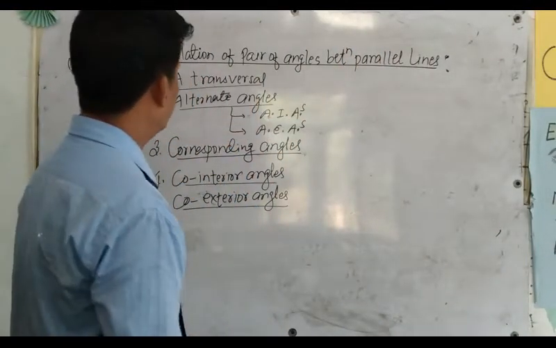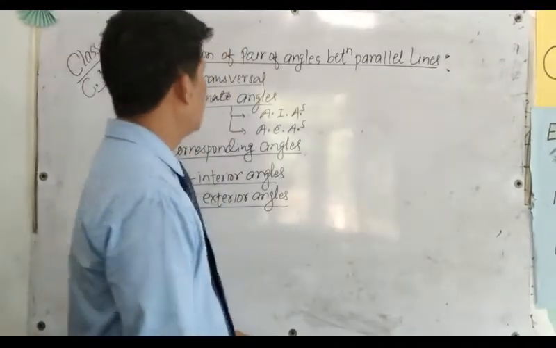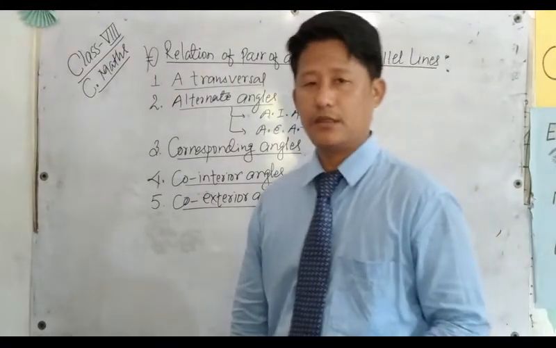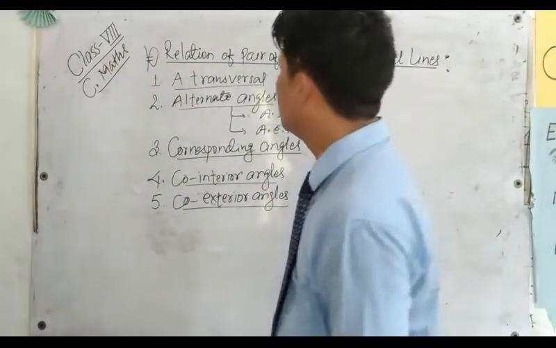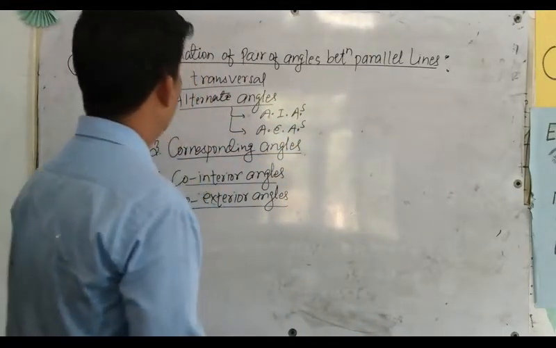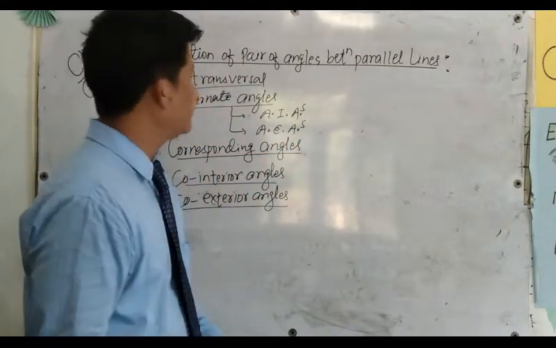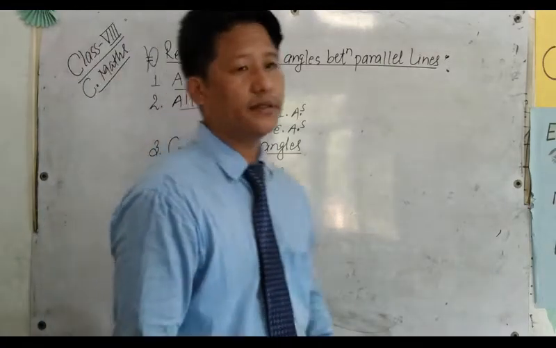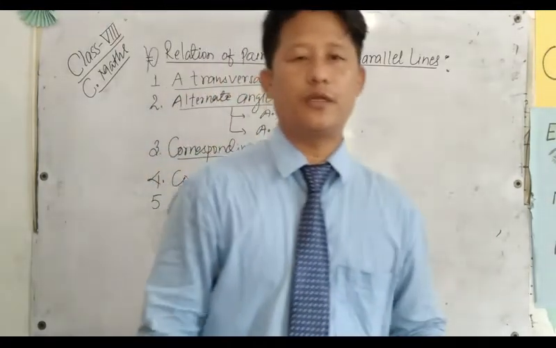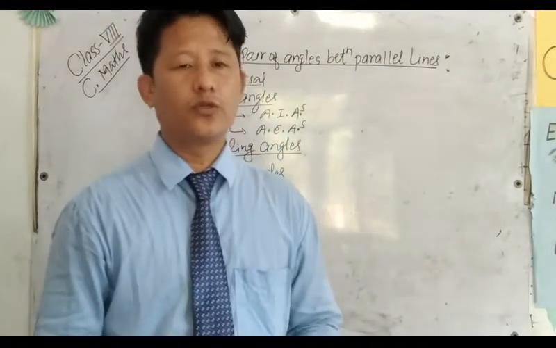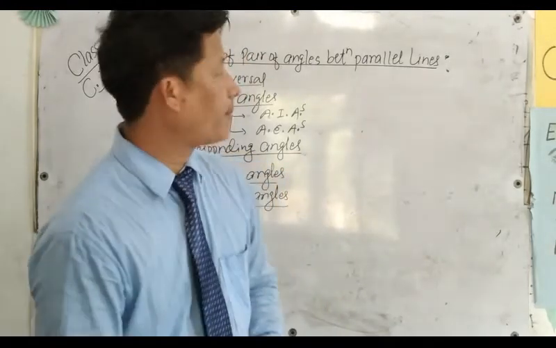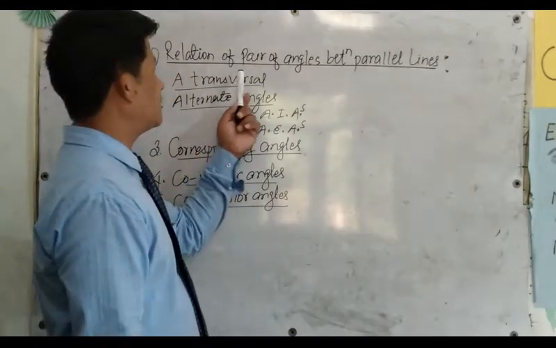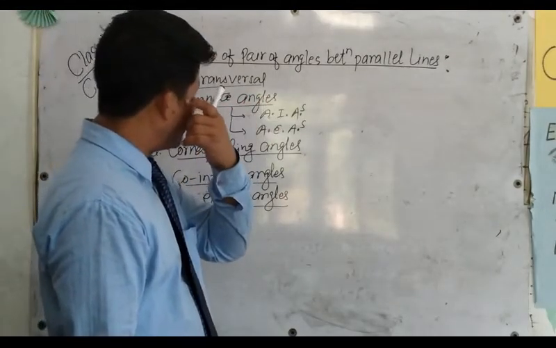In the last videos, we discussed the pair of angles formed in different conditions. Yesterday we explained alternate angles formed when a transversal intersects two parallel lines. Today I am again going to repeat the relation of pair of angles between parallel lines.